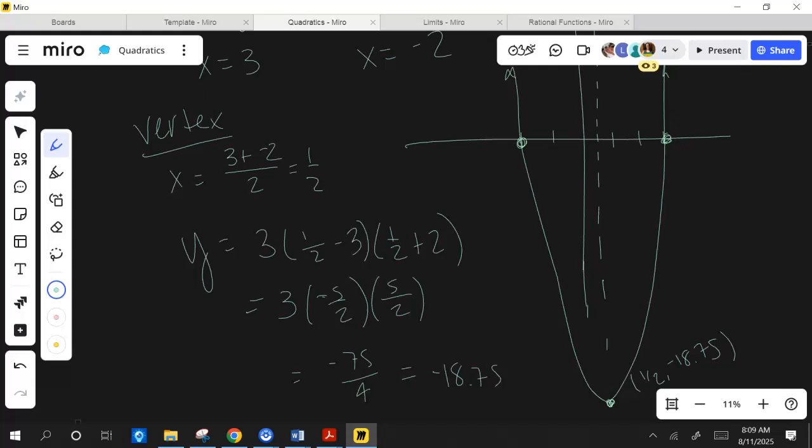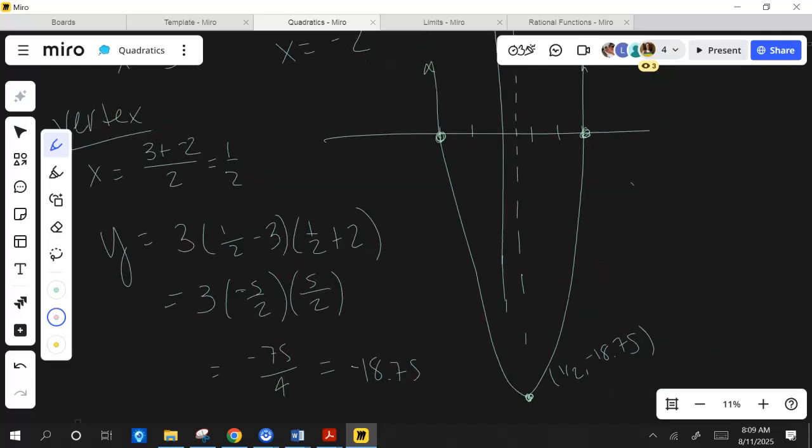Or if you extended your graph and counted down, or if you went by 2s, whatever you want to do is fine. What about the domain? I feel like somebody said it, but very, very quietly. Negative infinity, infinity. How about the range? Bottoms up. Negative what? 18.75.